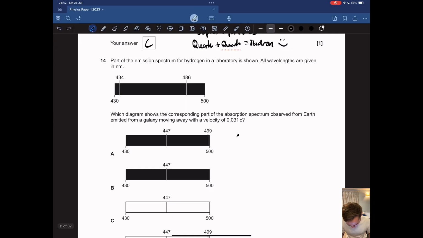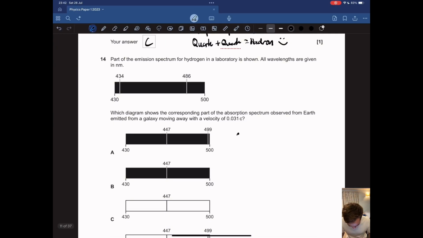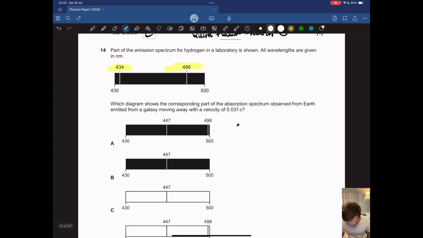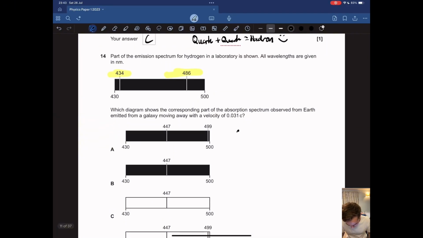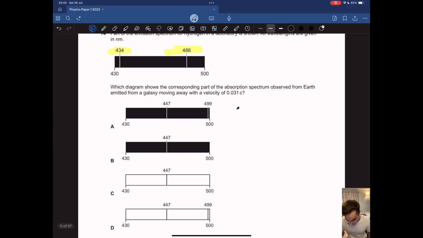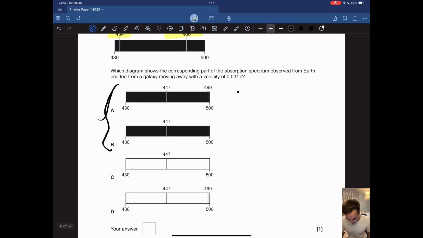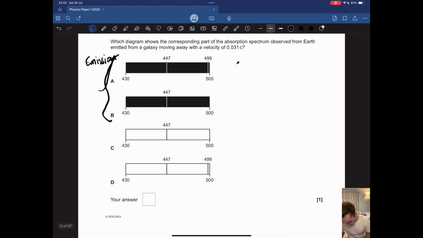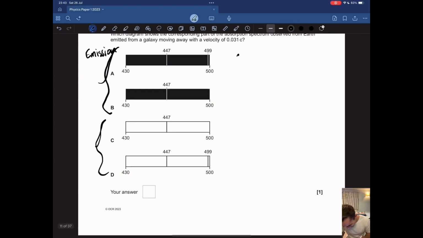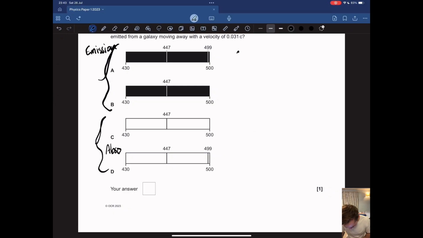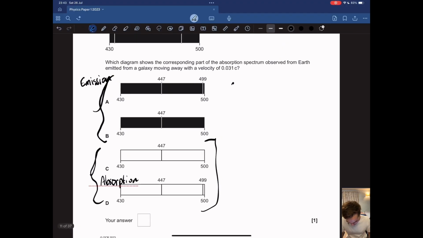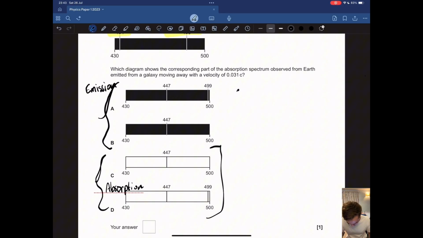Emission spectra. Wavelengths. Right. So we have 434 and 486. What's the equivalent absorption? Knowledge drop again. 2 in 1 thing, like a 2 in 1 page. When they're dark, it is emission. I don't know why, I just remember that. When they're light, they're absorption. So we know it's C or D, right? So how do we actually know which one it is out of C and D? I spelled absorption wrong. There we go.